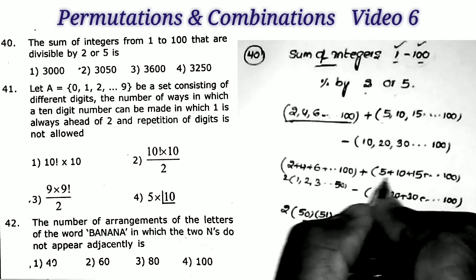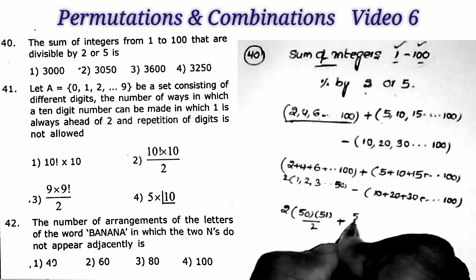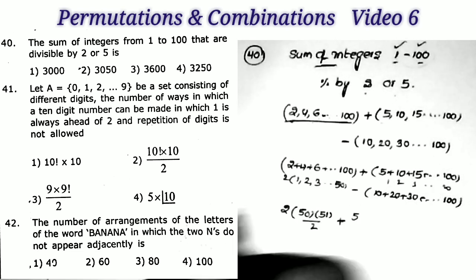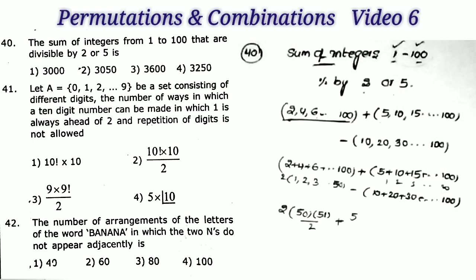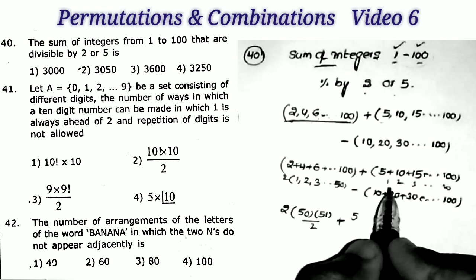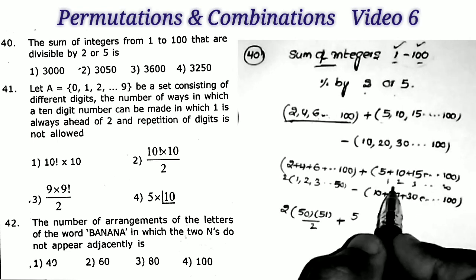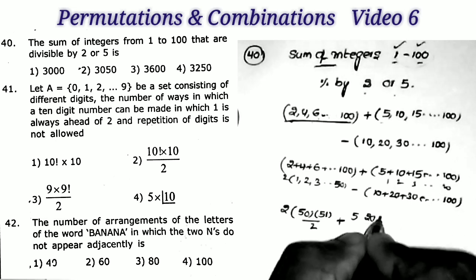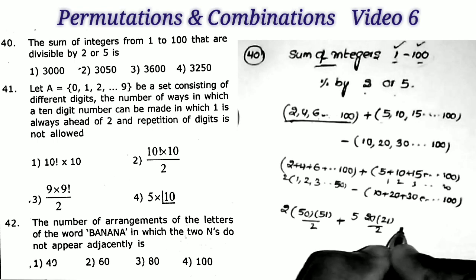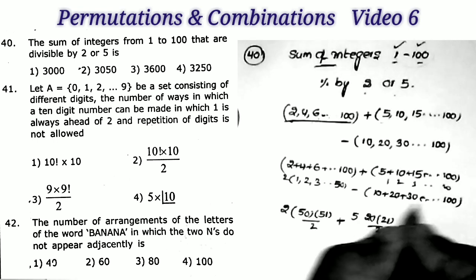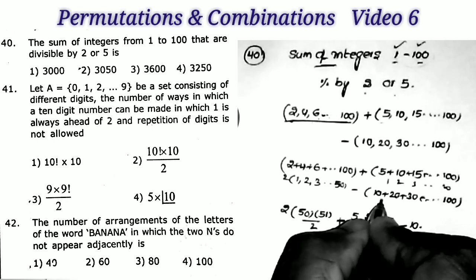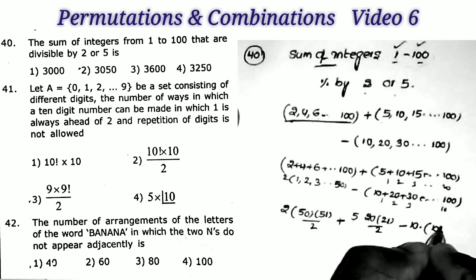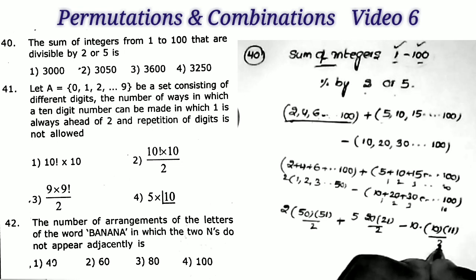Plus, now I take 5 common here. After taking 5 common, what do we get? 1, 2, 3 and so on up to 20. That is, the remaining values are 1 plus 2 plus 3 and so on plus 20, the sum of the 20 natural numbers: 20 into 21 by 2. Okay, n into n plus 1 by 2. Minus, here also first I take 10 common. What are the remaining values? 1, 2, 3 and so on up to 10. That is n into n plus 1 by 2: 10 into 11 by 2.